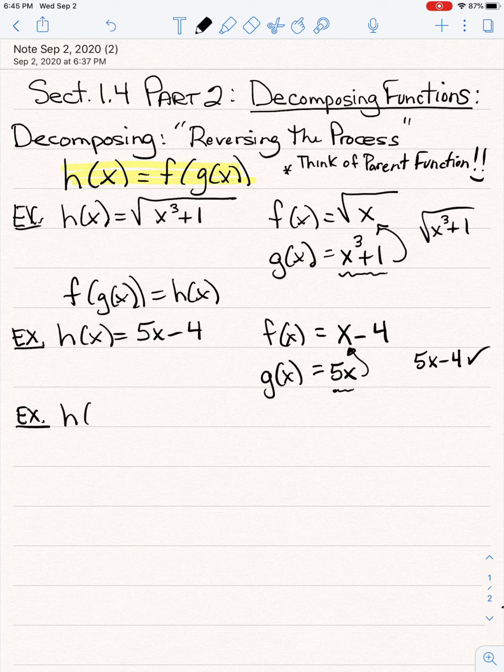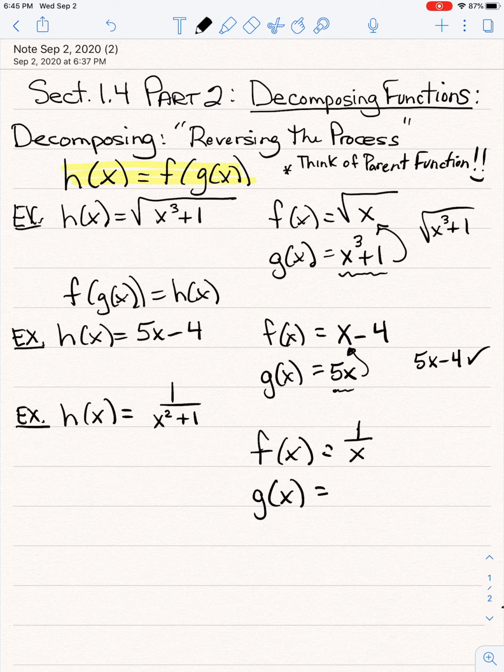Let's say h of x equals 1 over x squared plus 1. Okay, and let's think about how we're going to pull that one apart, f of x and g of x. So we want g of x to plug in. Well, let's go to basic, kind of like the parent function idea. 1 over x. All right, so there's your basic 1 over x.